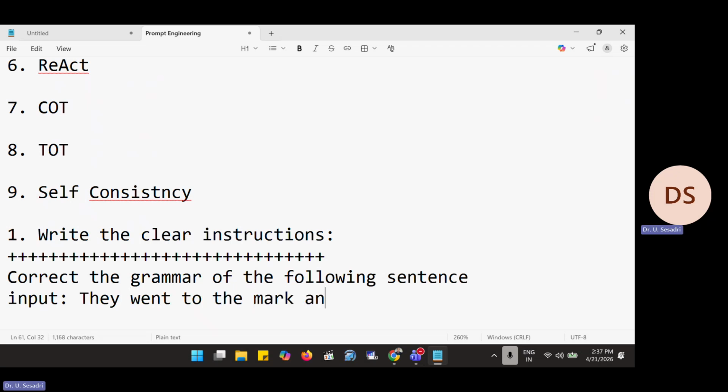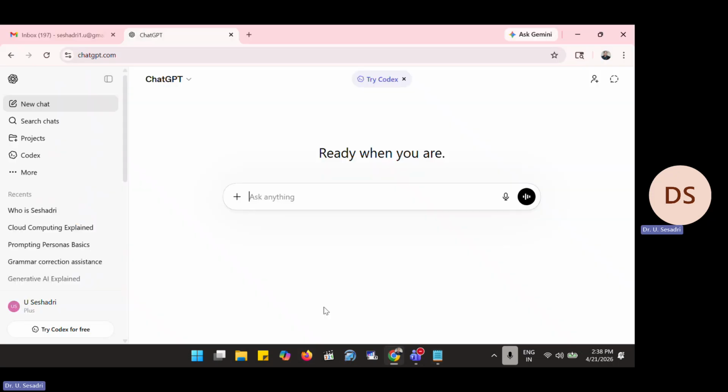They went to the market and buy fruits. This is what I'm asking. I'm giving this input to the AI, GPT. What I'm giving is: correct the grammar of the following sentence. The input is, "They went to the market and buy the fruits." See that?